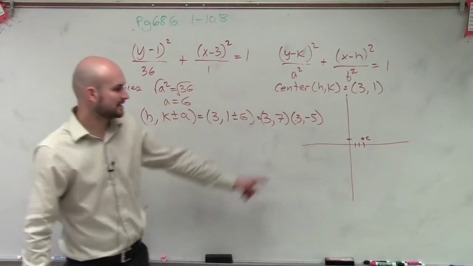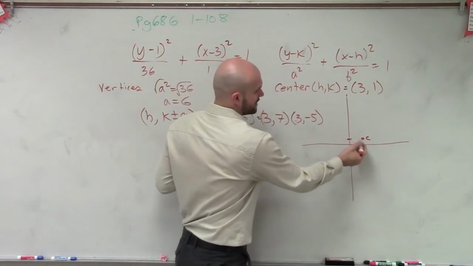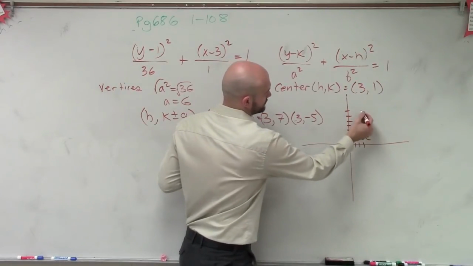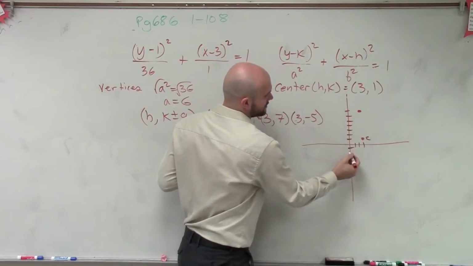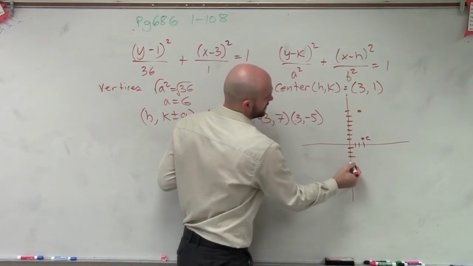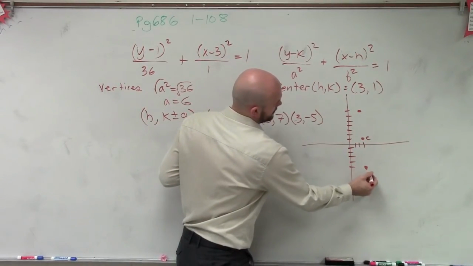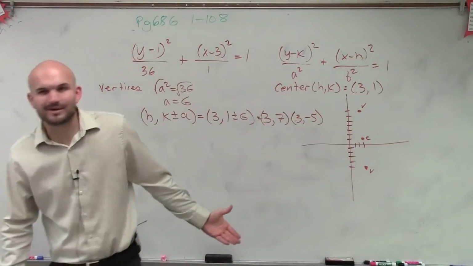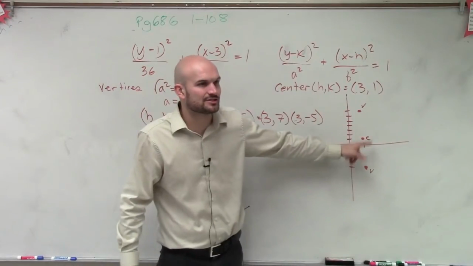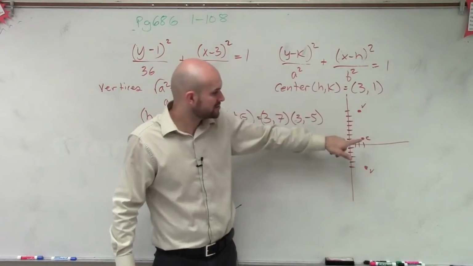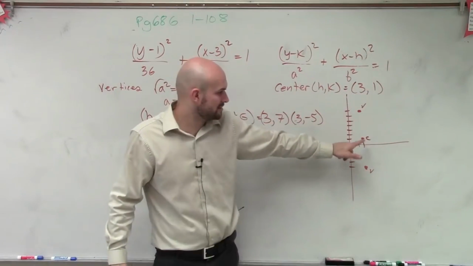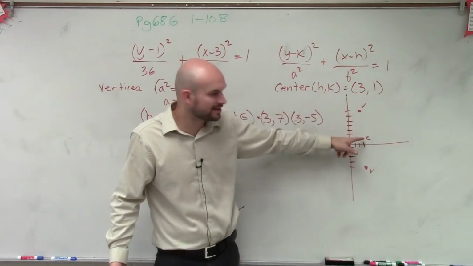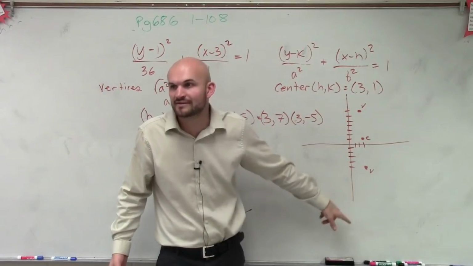All right, let's plot those points. So over 3, up 7. 1, 2, 3, 4, 5, 6, 7. Down 5. 1, 2, 3, 4, 5. So what I've done is just plotted my two vertices. The other way you could do this is you know that from the center to the next vertex is 6 units, right? So you could just go to the center and add 6. 1, 2, 3, 4, 5, 6. And you get to your vertex. And then just subtract 6. 1, 2, 3, 4, 5, 6, right?